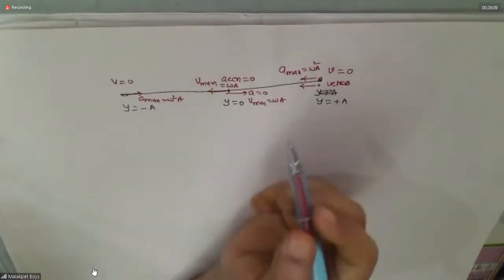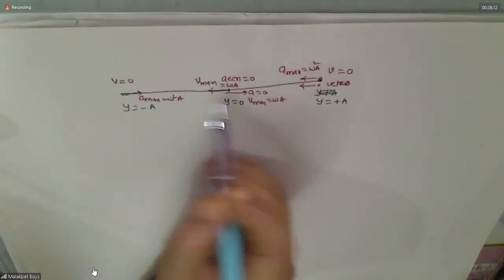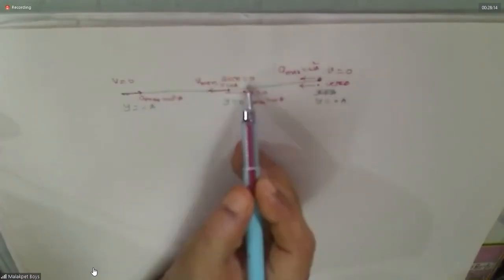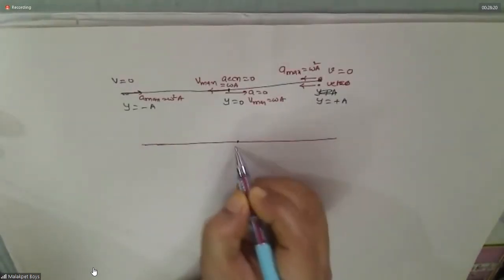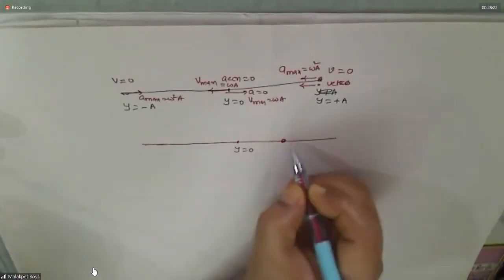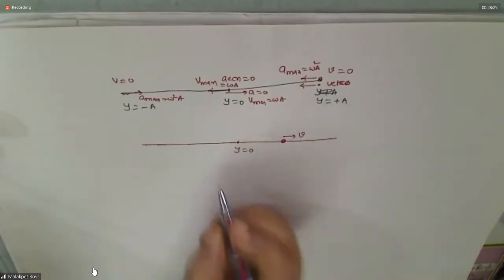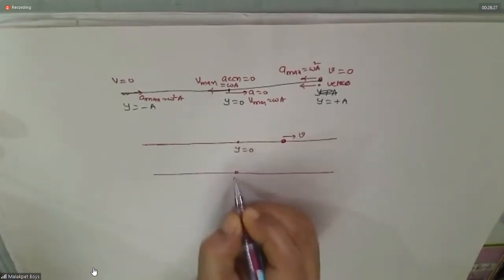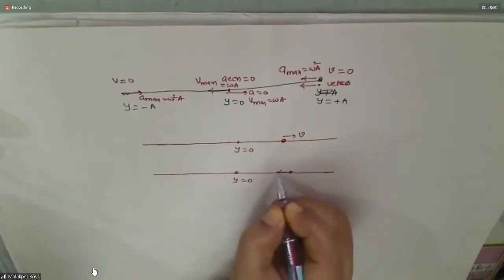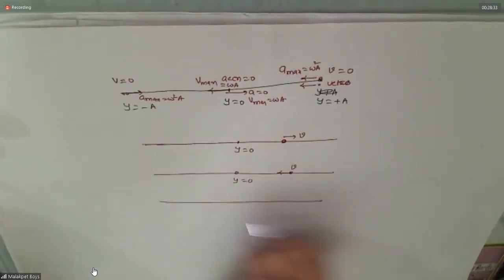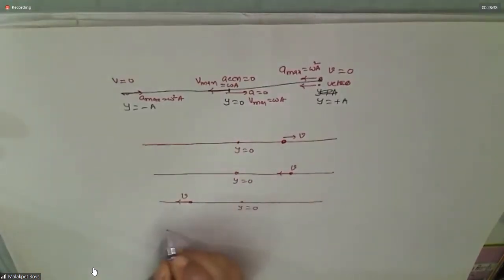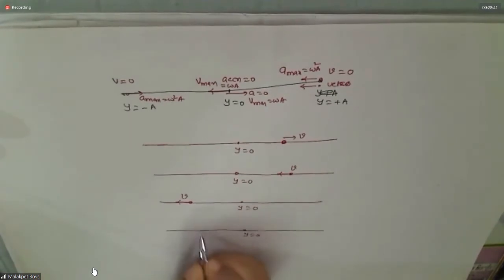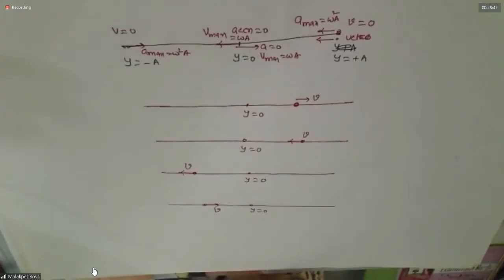Now you can see the velocity direction may be anything. Acceleration is always towards the mean position, so velocity may be in any direction. This is y equals 0, no? Suppose the particle is moving, this is the direction of velocity. Suppose the particle is coming like this, or suppose the particle is here, this is the direction of velocity. Suppose the particle is coming towards this. So velocity may be in any direction.